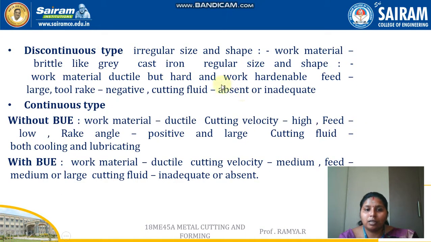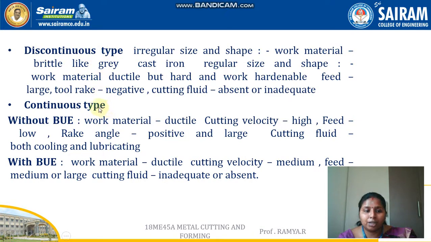The next topic is the conditions under which these types of chips occur. The first one is the discontinuous type. It has irregular size and shape, and the work material is brittle, like grey cast iron. It can also have regular size and shape when the work material is ductile but hard, feed is large, tool rake is negative, and cutting fluid is absent or inadequate. Under these conditions we can get discontinuous type chips.